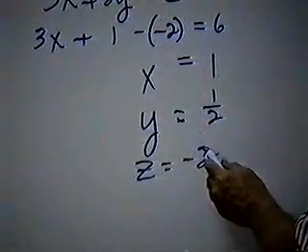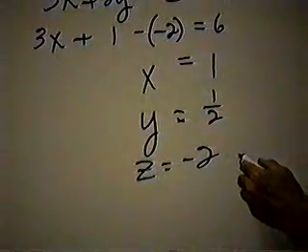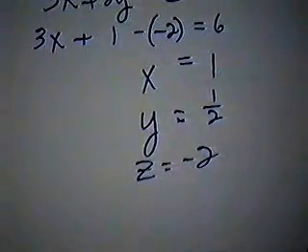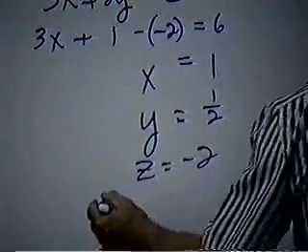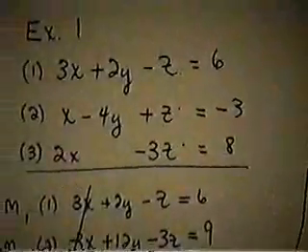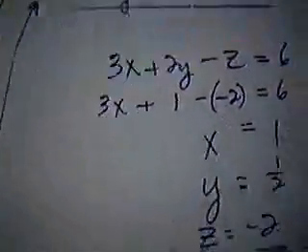Now at this point, remember we used original equation 1. What you should do is take these three values and plug them into one of the other original equations and see if that checks. So let's see if it does. If we take equation 2, just go ahead and write it down. Equation 2 was x minus 4y plus z is equal to minus 3.